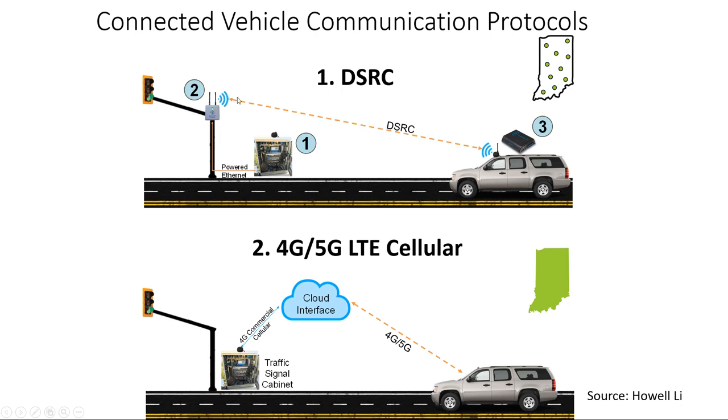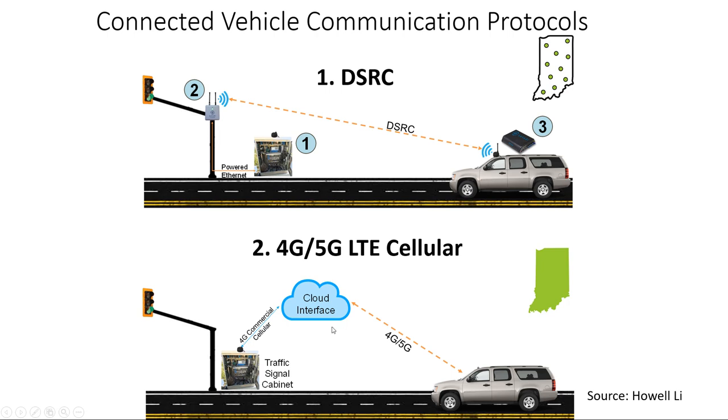This is DSRC. You got a little radio here. Looks like the external Wi-Fi routers like on campus. As the vehicle comes up, it's got a little antenna. It's got a processing unit. It drives up, and this traffic signal controller is sending information up to here, broadcast it. Now you know in the car, or the car knows what's going on up here at the signal.